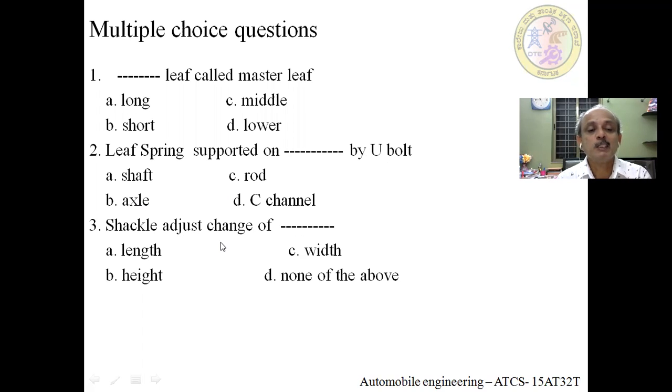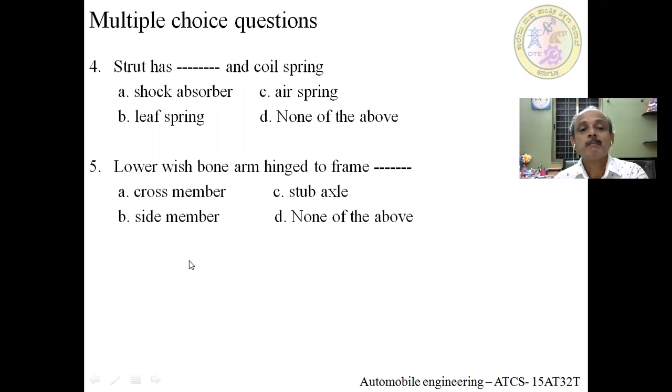The third question is, shackle adjusts change of dash. Answers are A, length; B, height; C, width; D, none of the above. As we know from earlier, the answer is length. So the shackle makes the adjustment for the change of length. That is the answer. So next we'll go for the fourth question.